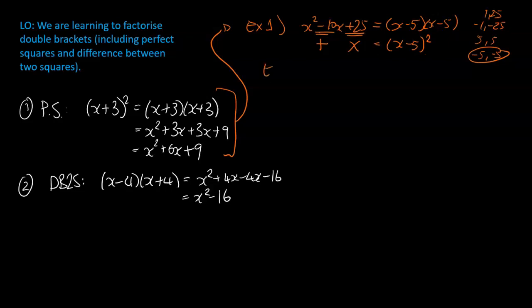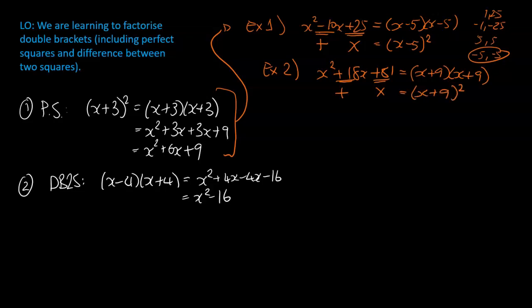So let's have a look at another example. Example 2. Let's say we're dealing with x squared plus 18x plus 81. Same process. Which numbers add to positive 18 and multiply to 81? This time around, hopefully you're thinking 9 and 9. So we're going to go (x + 9)(x + 9), and when you put that in the perfect square form, you're going to have (x + 9) all squared. So there's nothing really new to it. It's just a slight little twist to what we have been doing.